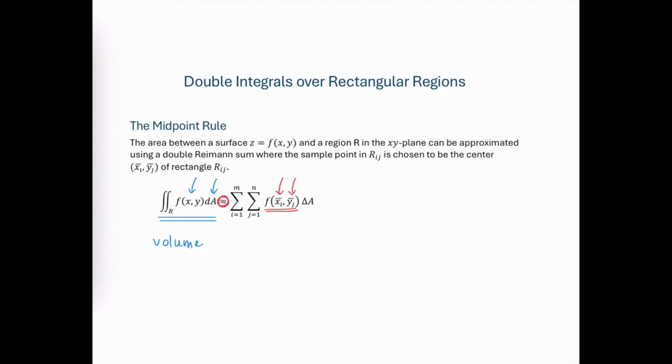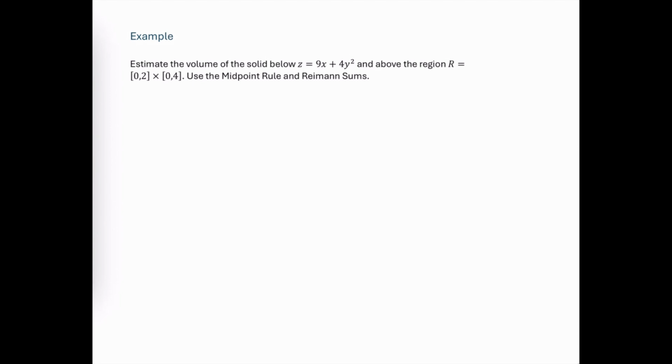of our rectangular cylinder. And in this video, we're going to choose those domain elements to be the midpoint of the subinterval in the direction of x and the midpoint of the subinterval in the direction of y. So let's take a look at an example. We're trying to estimate the volume of the solid below the surface, z is equal to 9x plus 4y squared, and above the rectangular region in the floor where x is going to go from 0 to 2 and y goes from 0 to 4.